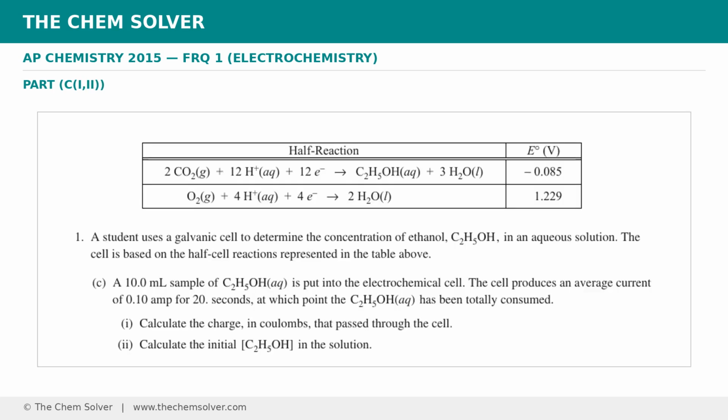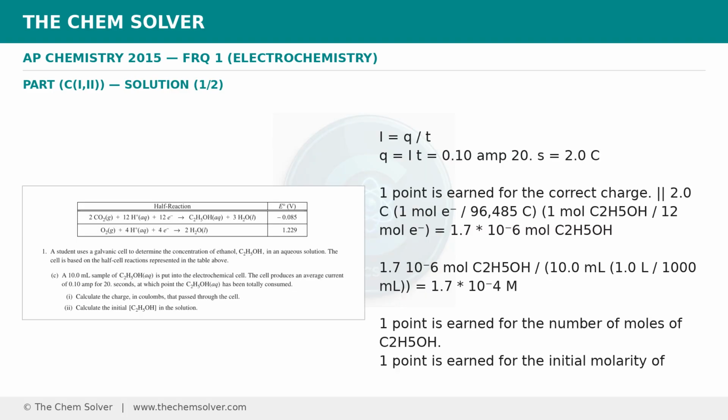Calculate the charge, in coulombs, that passes through the cell. Calculate the initial C₂H₅OH in the solution. I equals Q/t. Q equals I t equals 0.10 amp times 20 s equals 2.0 C. 1 point is earned for the correct charge.